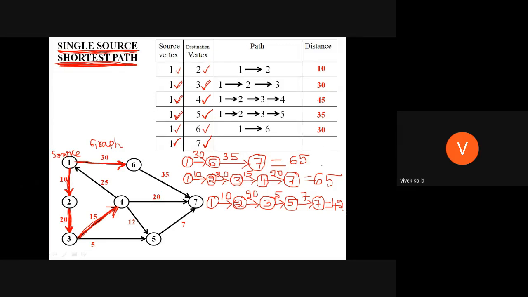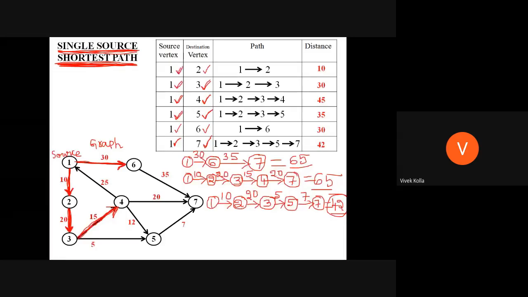Only 3 paths. So what is the least distance? The last one has the shortest path, that is 42. So 1 to 2, 2 to 3, 3 to 5, 5 to 7. So the total cost is 42.